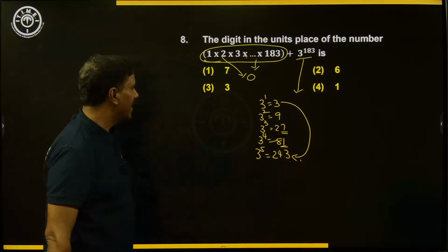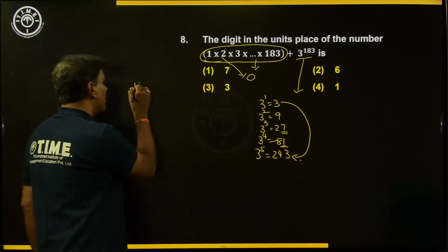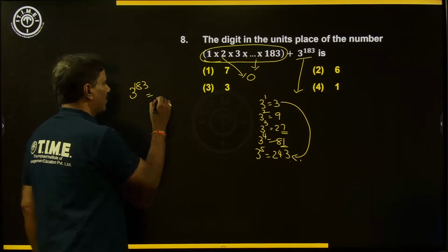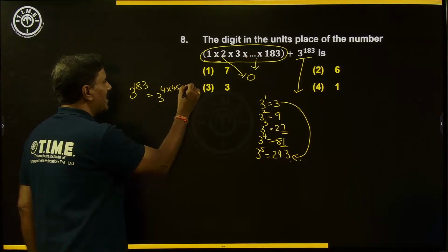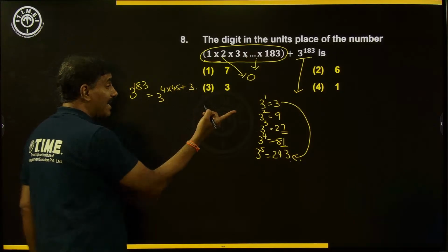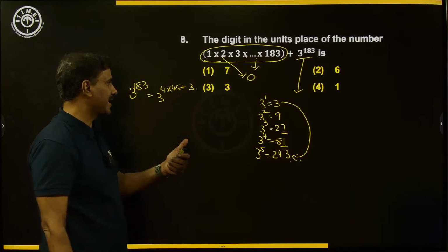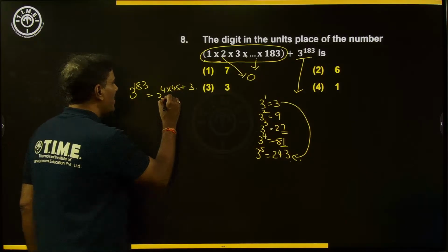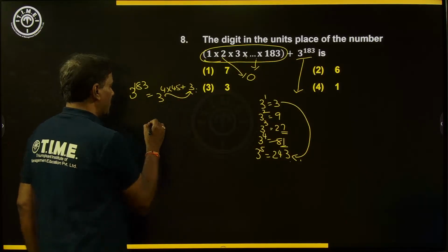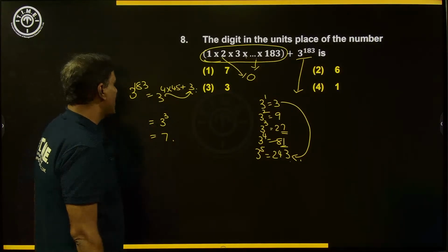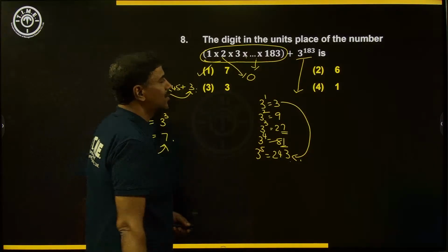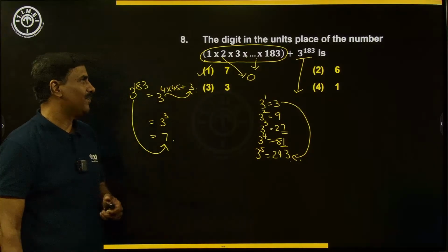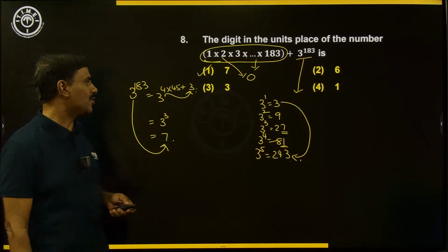So 3 power 183 we should express in terms of the cycle 4. 4 into 45 is 180, plus 3 extra. As in the earlier case we did not have any remainder, so we did not consider it there, but here we have a remainder, so we will consider the remainder portion. 3 power 3 ends with 27, that means 3 power 183 will also end with 7. So the answer for this question should be choice 1, right? In that way we can answer the question.